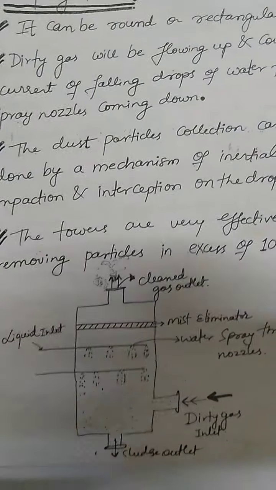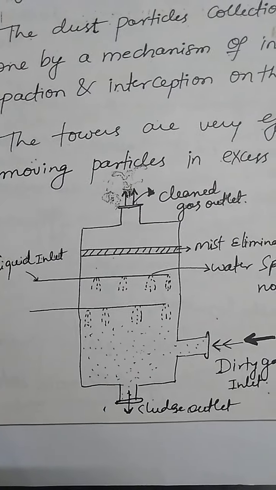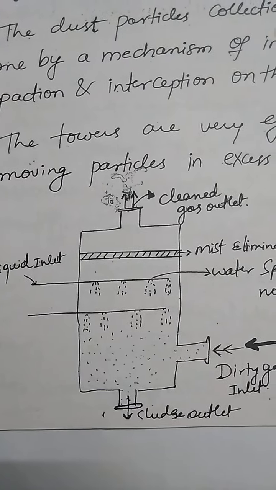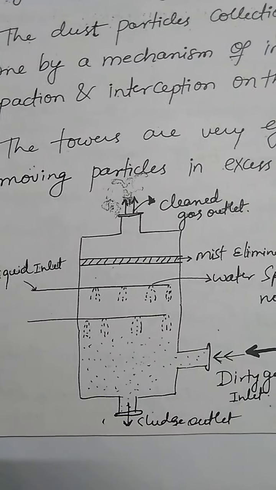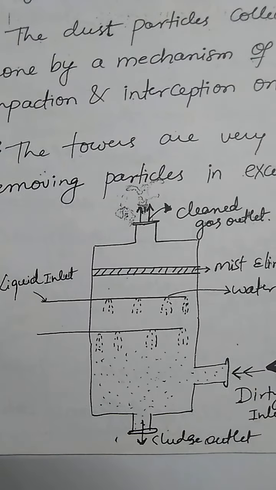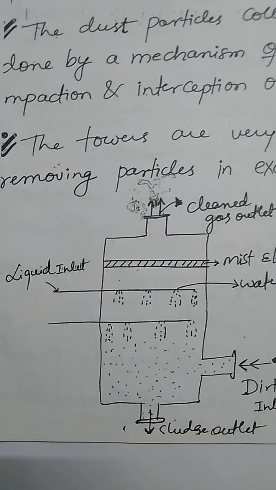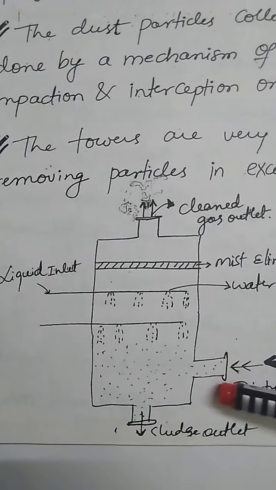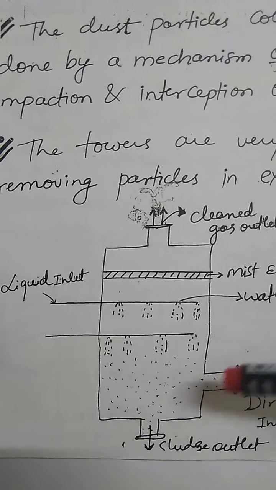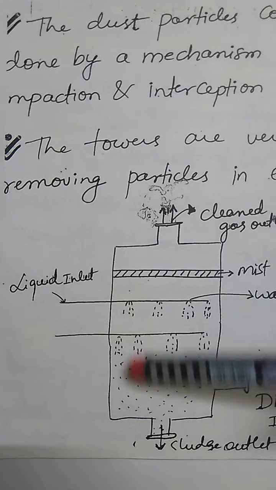Now we will see the spray tower. The first type we will be seeing is the spray tower. Spray towers are very effective in removing particles of around 10 micrometers. Now this is the setup of your spray tower. In this spray tower, the dirty gas will be entering the scrubber from downside, and from the top the liquid is going to be sprayed.